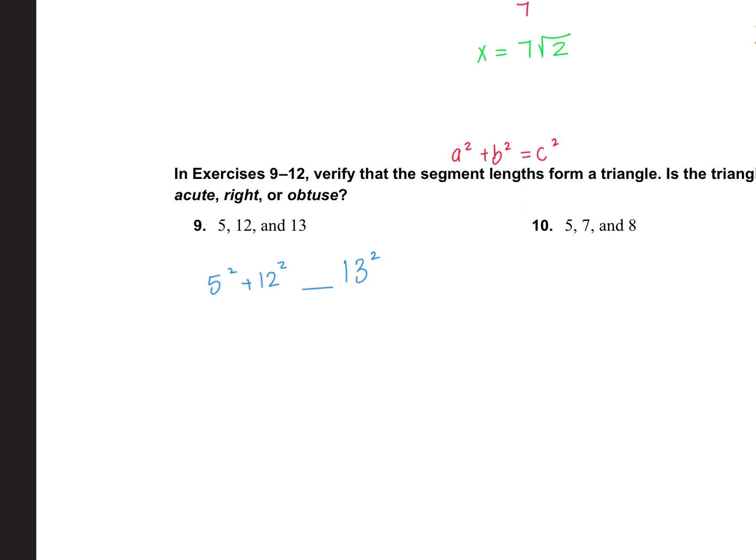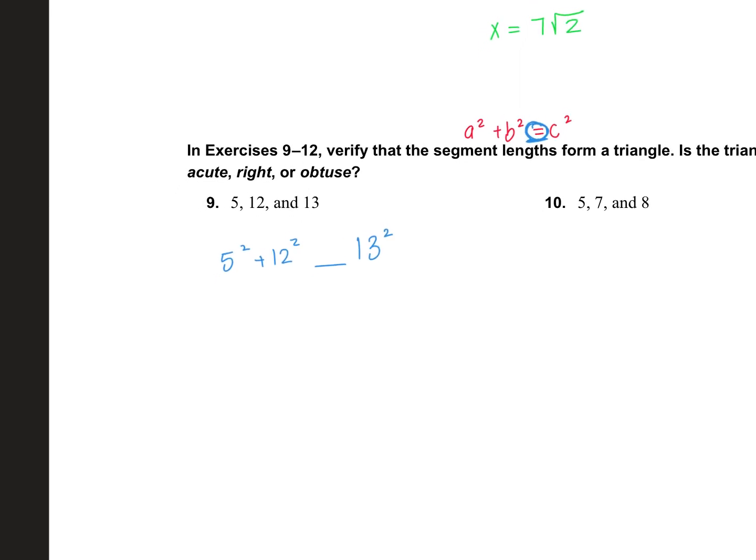So still kind of the Pythagorean theorem, but I'm trying to determine if this is an equal sign, a greater than or less than symbol. So plugging it into my calculator, this is going to be 169 and 169. Are they equal? Yes, they are. It is a right triangle.